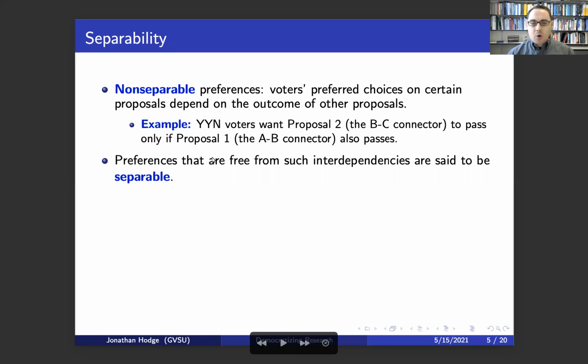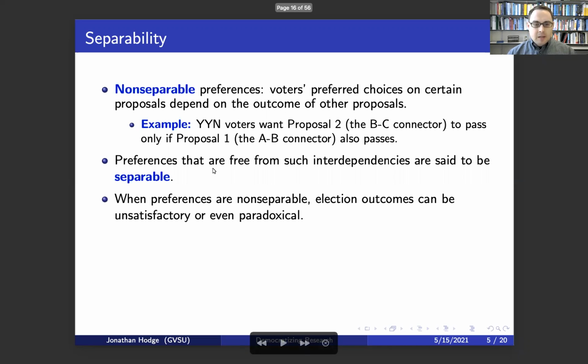So preferences that don't have these kinds of interdependencies, where a voter's preferences on one proposal might depend on the outcome of others, are said to be separable. We've seen an example here of where non-separable preferences can lead to election outcomes that are at best unsatisfactory, sometimes even paradoxical. And I point back to the example of a winning outcome that is the last choice of every single voter.